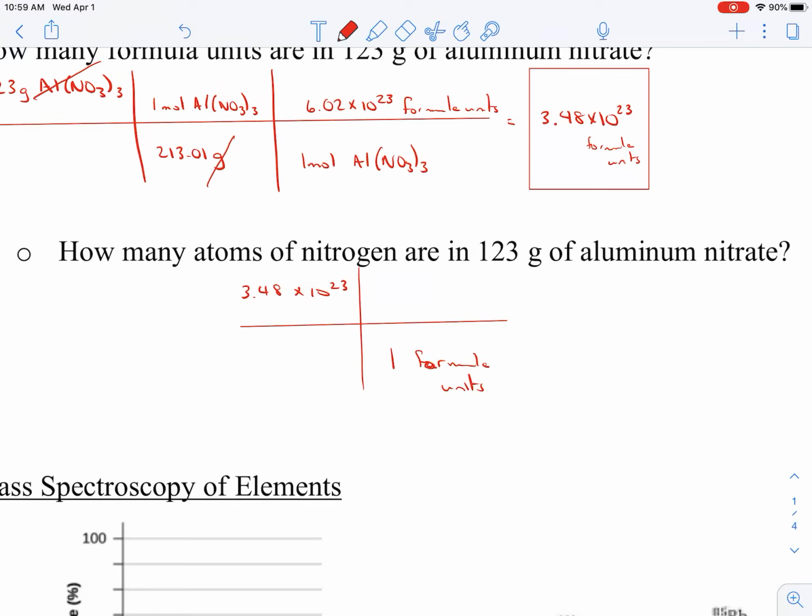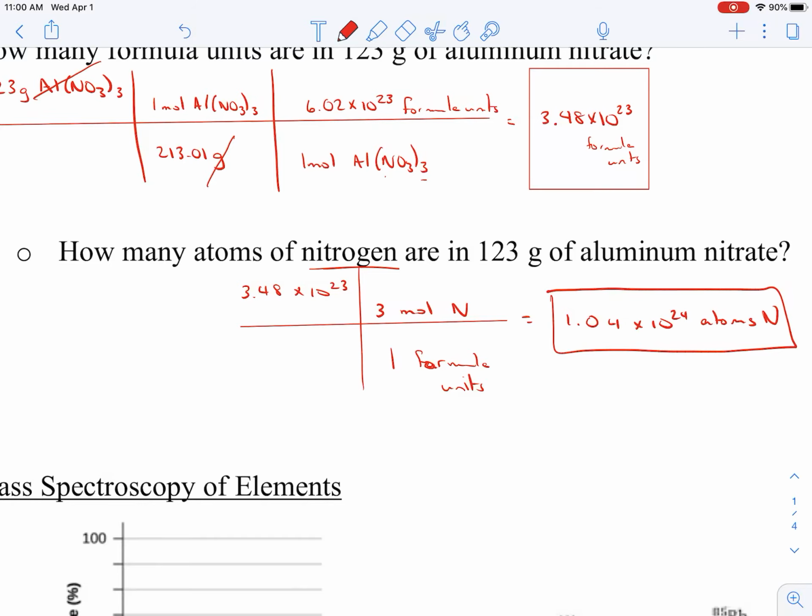for every formula unit, how many nitrogens are there? Well, there are 3, because our formula is AlNO3 3, right? We have 3, so we're going to say 3 moles of nitrogen. So if we multiply that number by 3, that would be how many atoms there are, which gives us 1.04 times 10 to the 24th, and that's atoms of N. Makes sense how we got there.